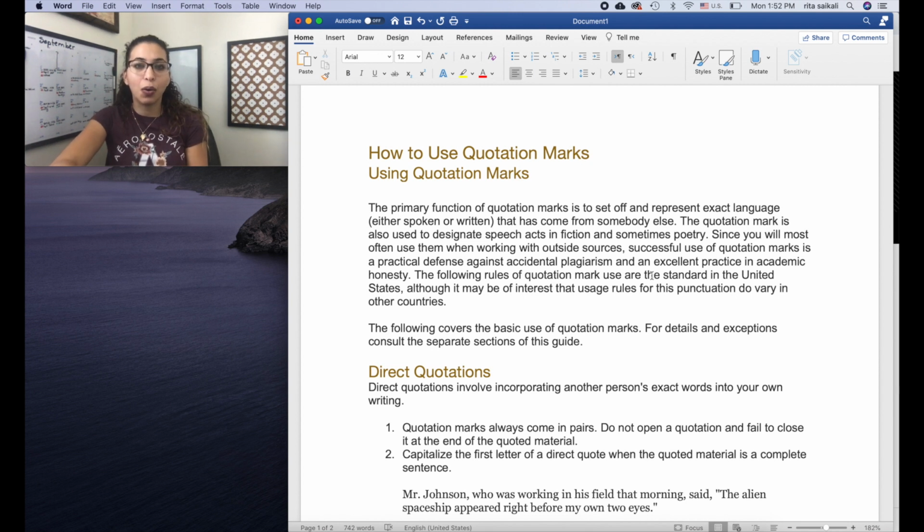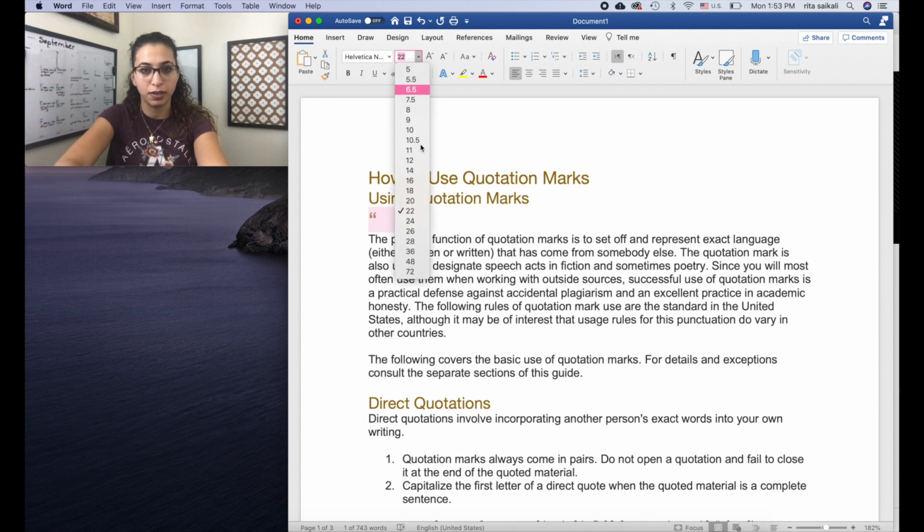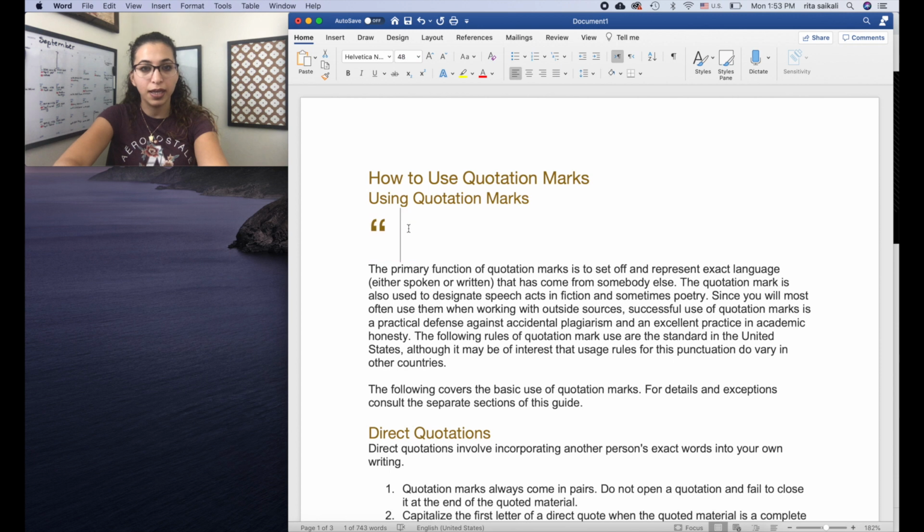Okay, so let's talk about quotation marks. These are quotation marks. You guys are going to see it right here. These over here are called quotation marks. Oh, that was really small. Okay, let's try this. These are called quotation marks. We use them when we want to quote someone.